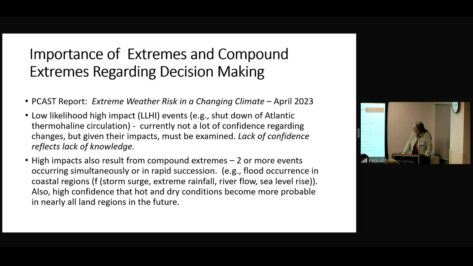new and creative ways. Then another emphasis these days has been that high impacts all result from compound extremes, two or more events occurring simultaneously or in rapid succession. A good example, and I'm sure one of our speakers will refer to, is flood occurrence in coastal regions, which is a function of storm surge, extreme rainfall, river flow, and sea level rise, all those things happening at the same time. There's also very high confidence that hot and dry conditions will be paired and become more probable in nearly all land regions in the future.